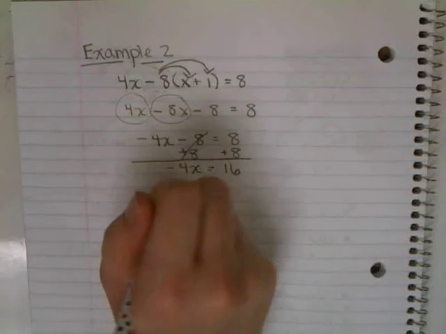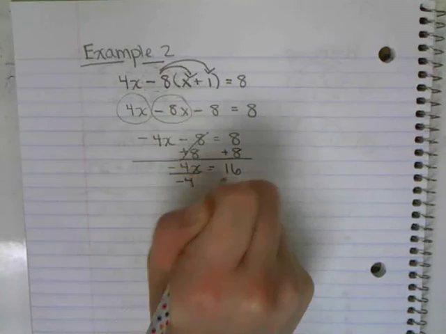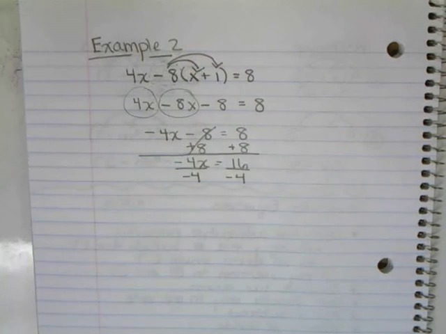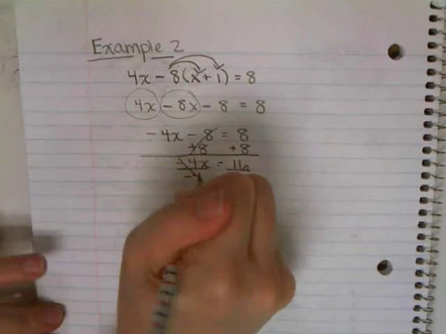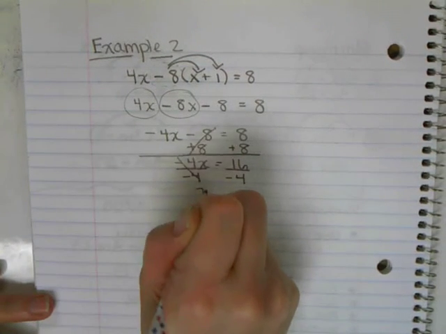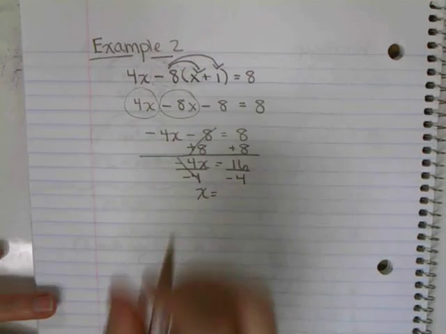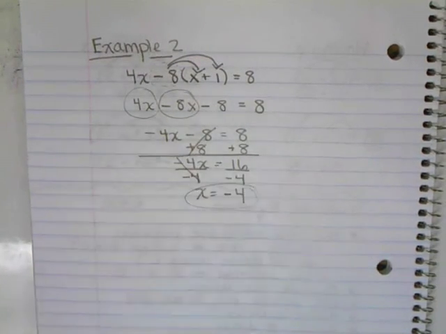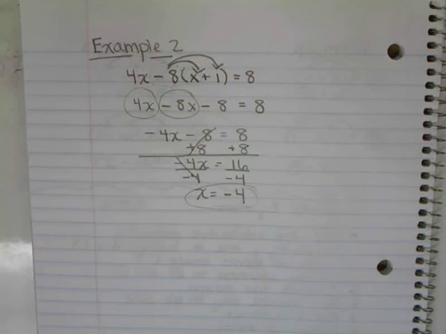By doing what? By what? By negative 4. Negative 4x divided by negative 4 is? And 16 divided by negative 4 is? Negative 4. Okay? And we will need to check that, but let's go back to what Lami said at the very beginning.